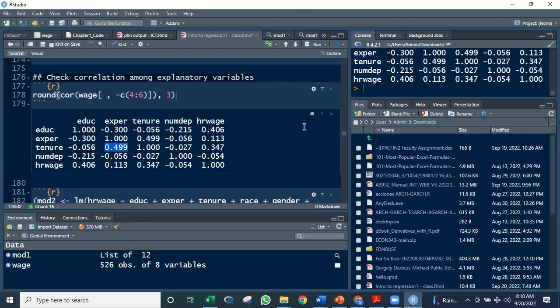Technically, we don't want that, because we don't want the variables to be, quote unquote, fighting each other in explaining your dependent variable, hourly wage. If we have perfect correlation between two independent variables, then we cannot use both of them. We will just have to choose one of them. Otherwise, we will fall into multicollinearity.